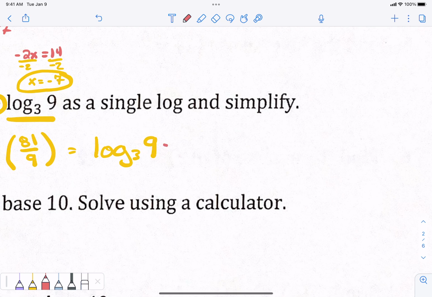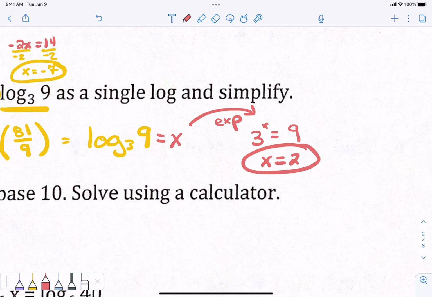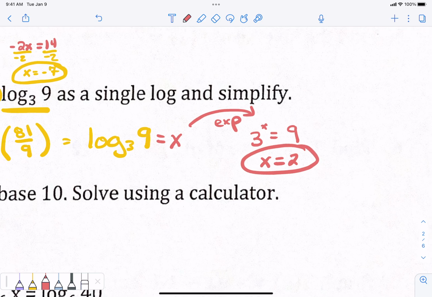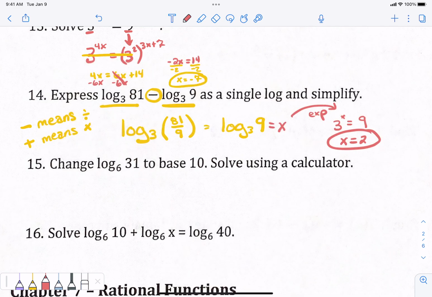So I say log base 3 of 9 equals x. And then let's make this an exponential function. So this would say 3 to the x equals 9. What does x have to be? 2. 3 squared is 9. Or you can do that. No, because if we don't write it out, I'll count it wrong.